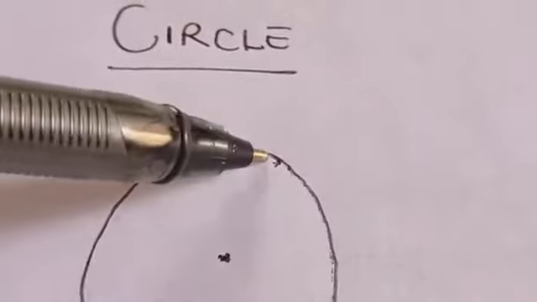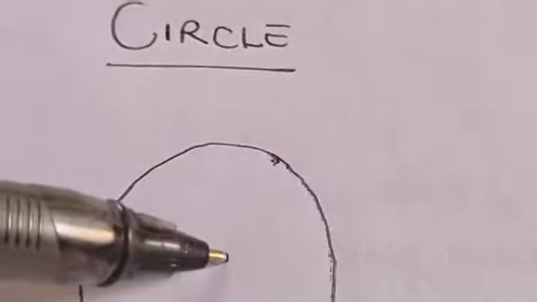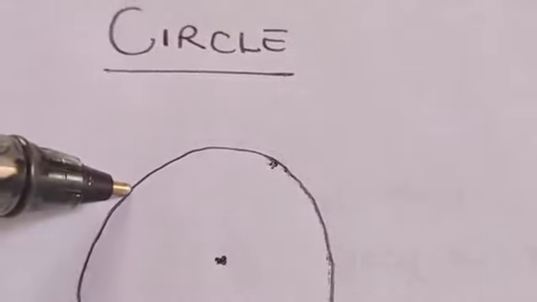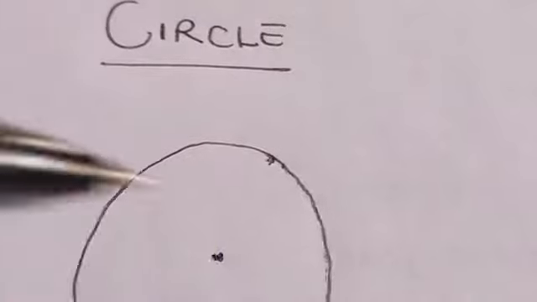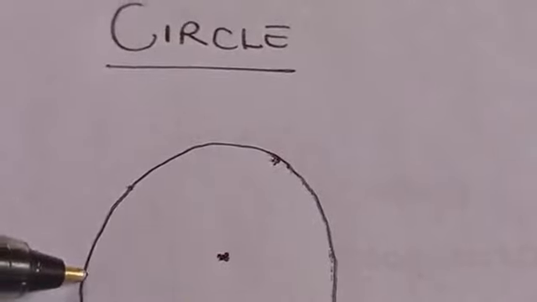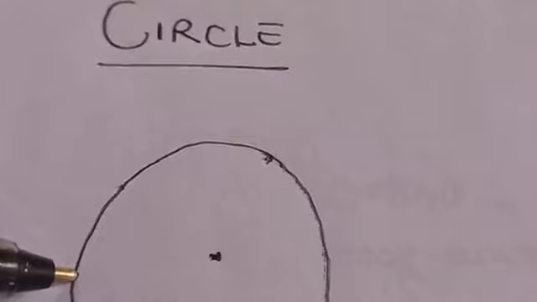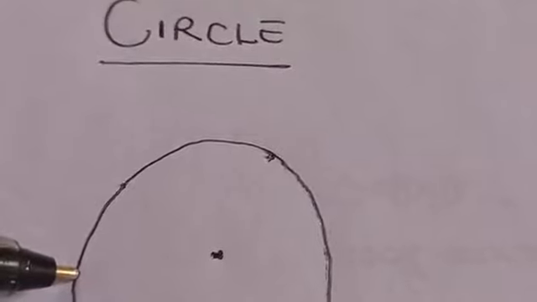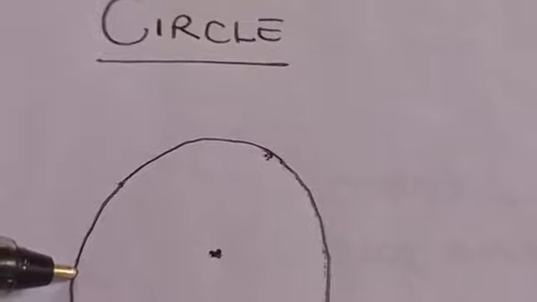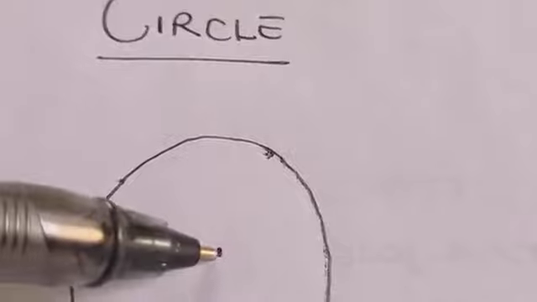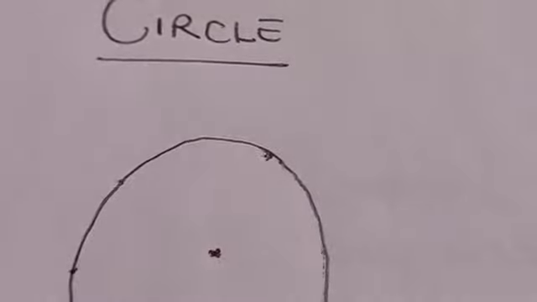From here to this point is a radius. From here to this point, the value is still the same. That's the radius. From the center to this point is also the same. That's what that means, right? There is a fixed distance from the center of that circle to any given point on the circumference.